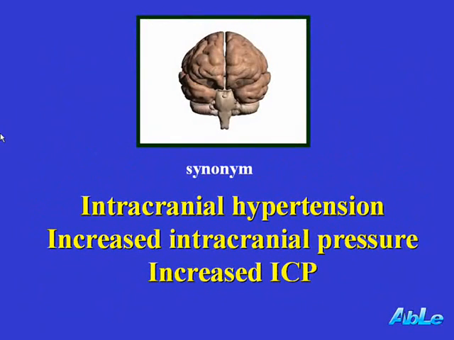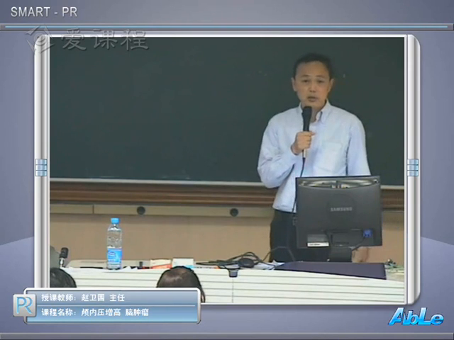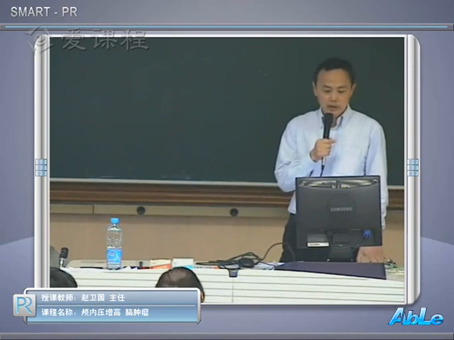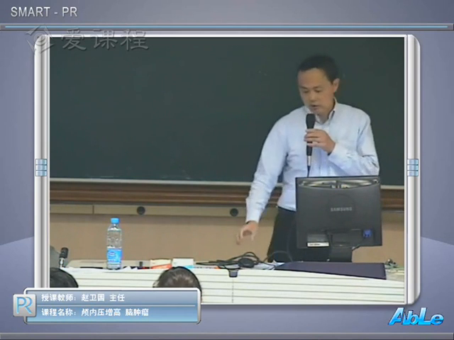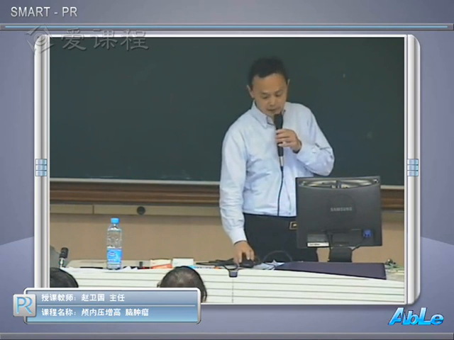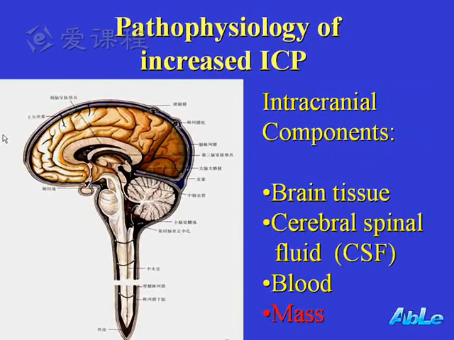The lesson is about intracranial hypertension. Clinically we have some synonyms: increased intracranial pressure, increased ICP. These words can be used interchangeably. So remember, intracranial hypertension, increased intracranial pressure or increased ICP, have the same meaning. Okay? So remember it.